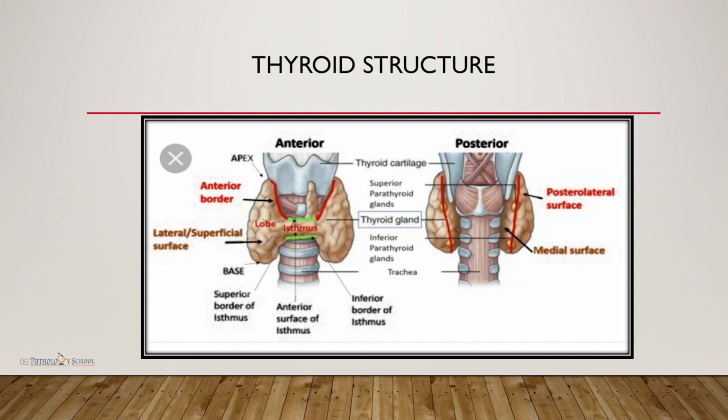Let's have a look at the thyroid structure. This is the anterior border while this is the posterior border. This is the lateral or the superficial surface. This is the medial surface and this is the posterolateral surface of the thyroid. The two lobes are joined to each other by the isthmus.